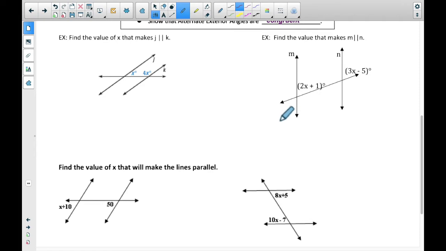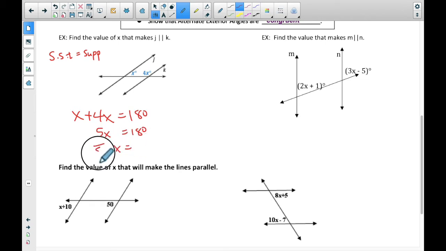So this is going to play out in some different equations. Notice that these are same side interior. Remember, same side interior are the only ones that are supplementary. And supplementary means they add up to 180. So we're going to say x plus 4x is equal to 180. That's 5x equals 180. And so x equals, we're going to divide by 5, x equals 36. Okay, doesn't that look exactly like what we've been doing? It's just they're changing the question. They're saying what would create them to be parallel.